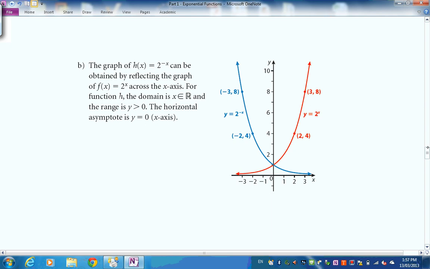So here's the graph of h of x equals 2 to the neg x. What have we done? We've changed the x term by multiplying by neg 1 and making it neg x. Do you remember that when you do that, you actually reflect the graph of f of x. They made a mistake here. Across the x-axis. That's not right, is it? It's across the y-axis when we change the power term. So 2 to the x, the graph on the right, has become 2 to the neg x.